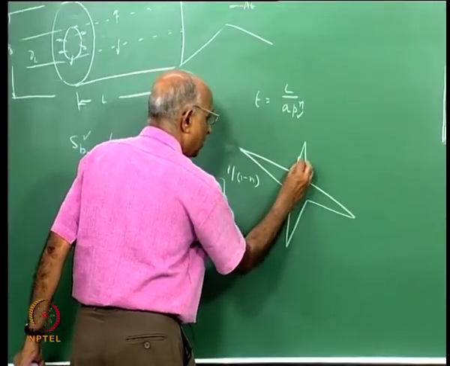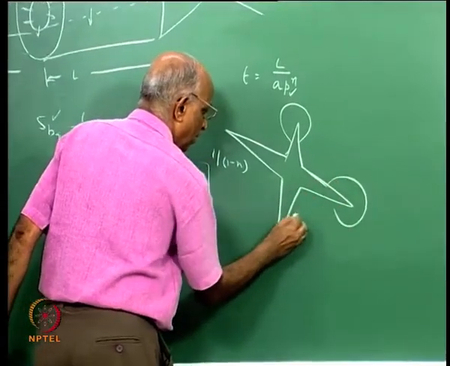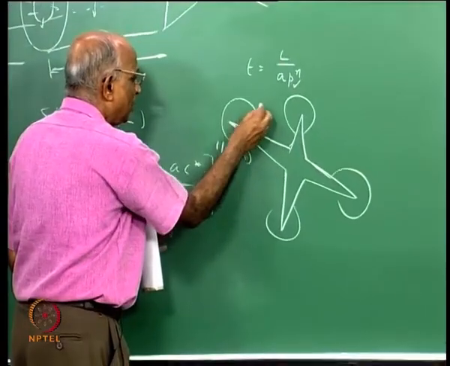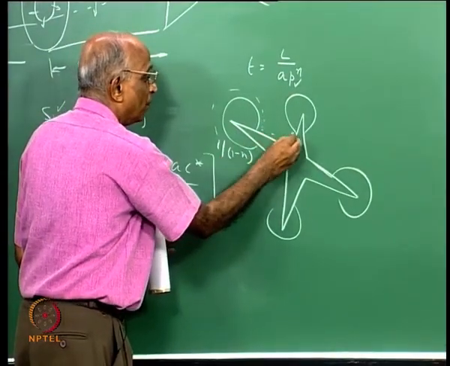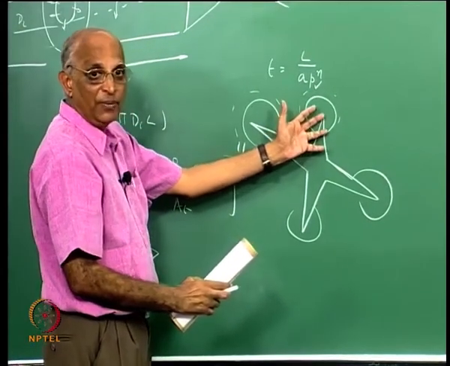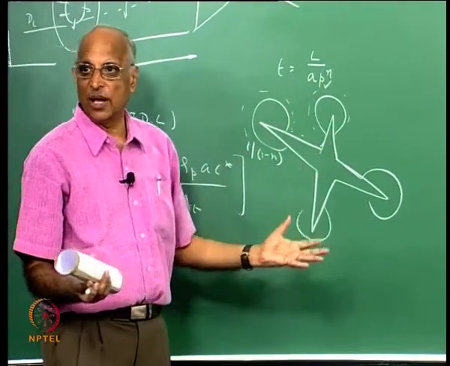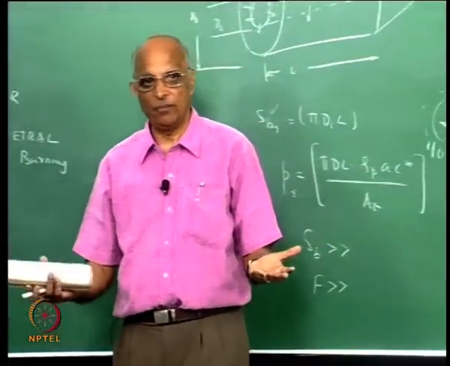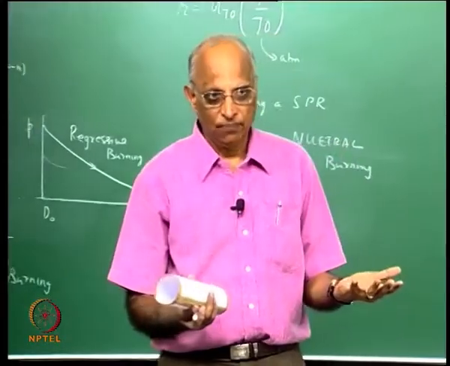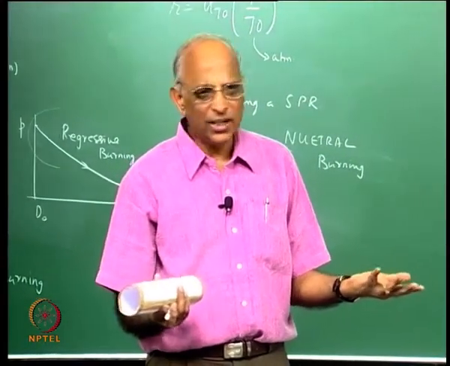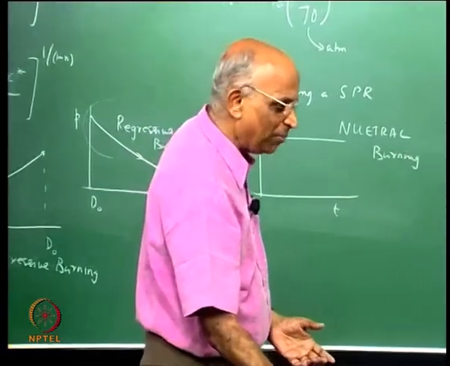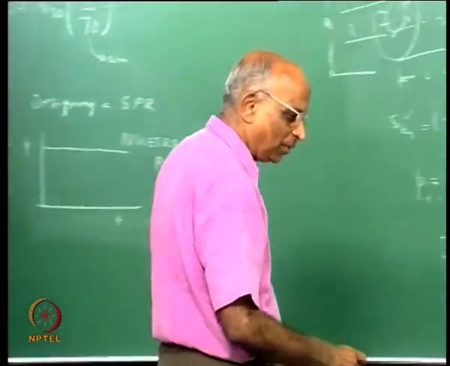I could have given something like this. I could have given whatever shape I want, and all I have to calculate is how the burning rate evolves around this surface. Can I find out how S_b changes with time? Once I know how S_b changes with time, I know how the pressure changes with time, and I will know how the force or thrust which the rocket will develop with time. That is all we do while designing solid propellant rockets. Therefore, to be able to do this, let us do a simple example today.